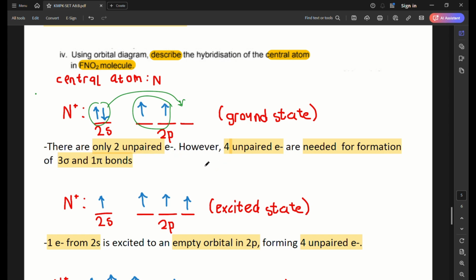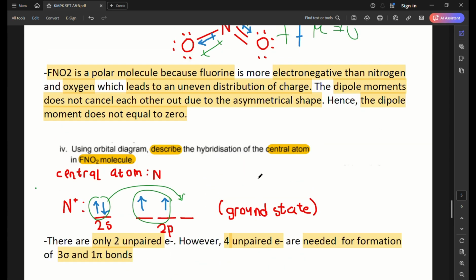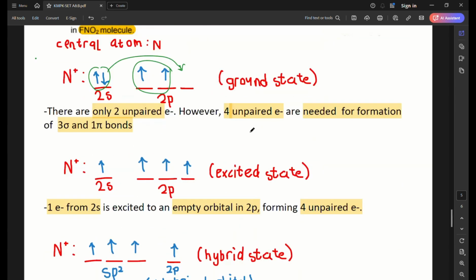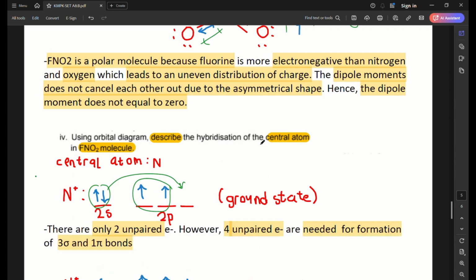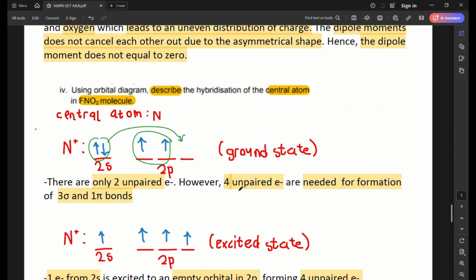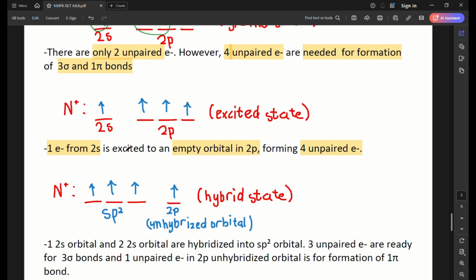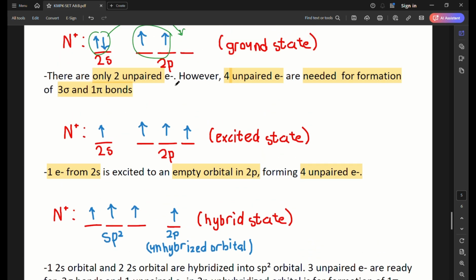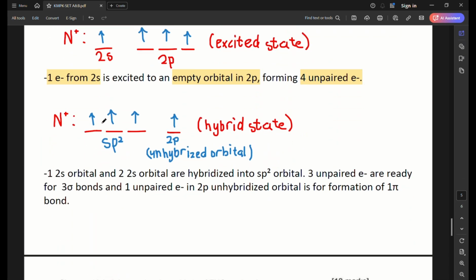But to form the hybrid, which is the sp2, we need to excite. We need to move it to 4 unpaired electrons. See, the 4 unpaired electrons are needed for formation of 3 sigma and 1 pi bond. So that's why we move it to the front. See, we excite the state. And then this one, which is the hybrid state.